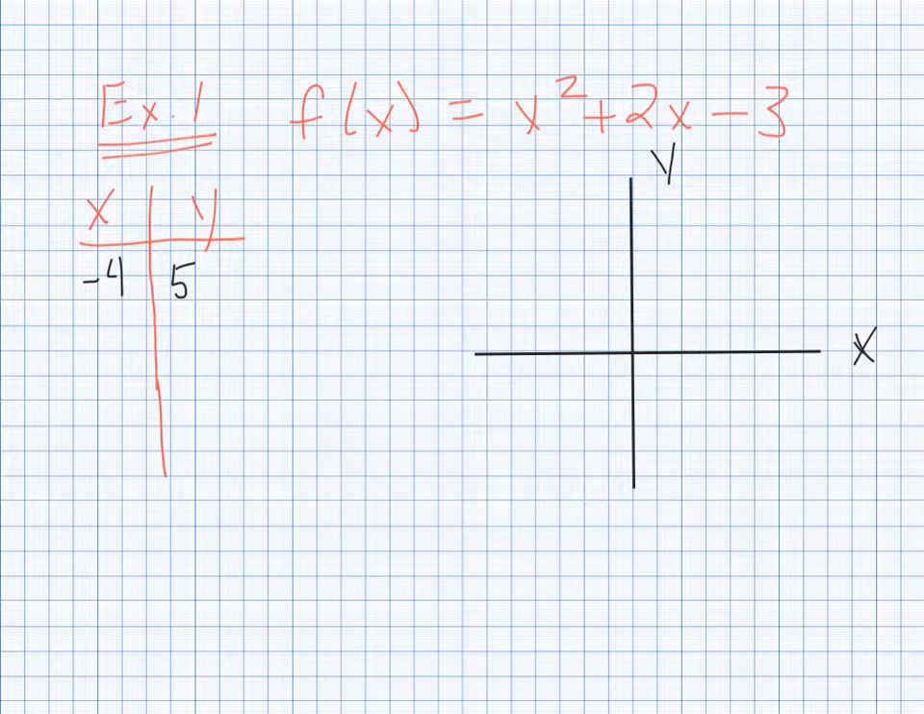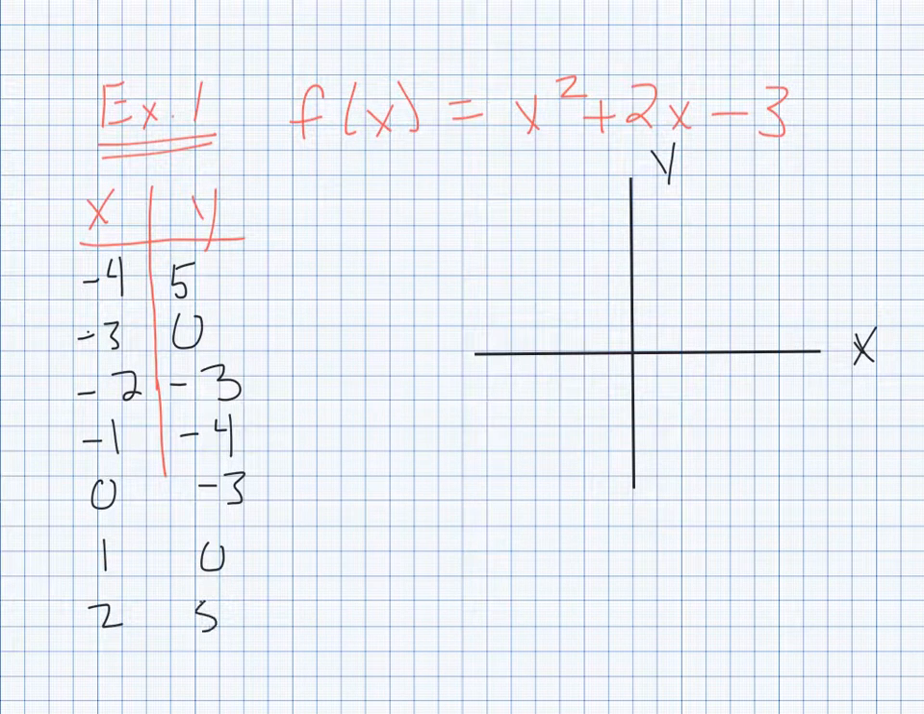Plug in negative 3 for x. We're at 0. Negative 2, we're at negative 3. Plug in negative 1, that gives us negative 4. 0 gives us negative 3. 1 gives us 0. And 2 gives us 5.